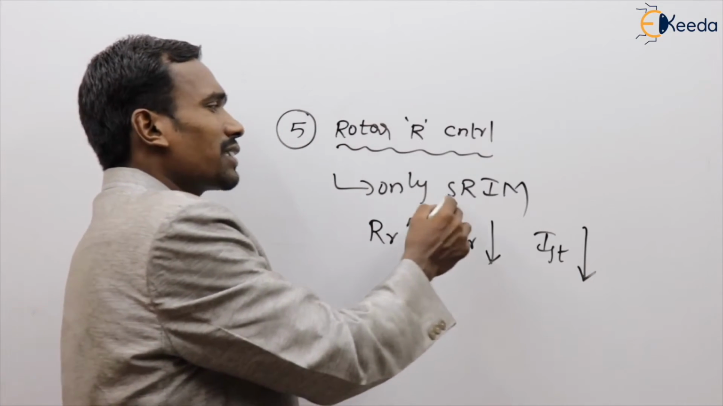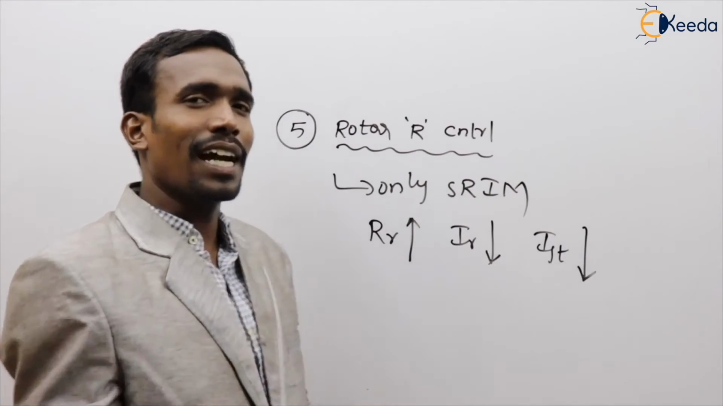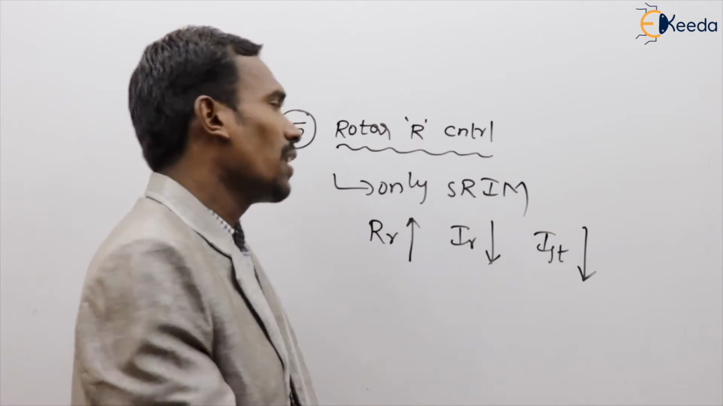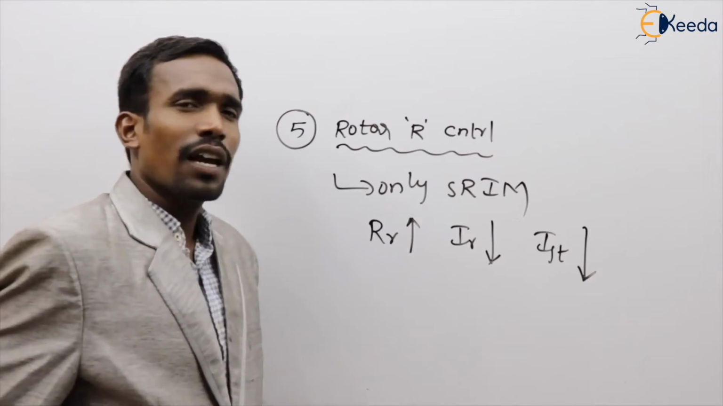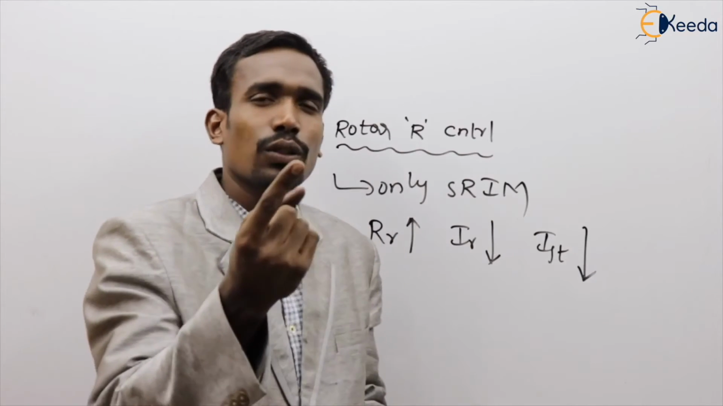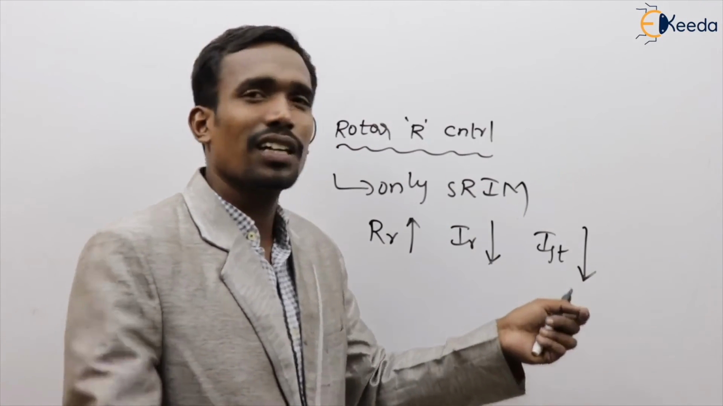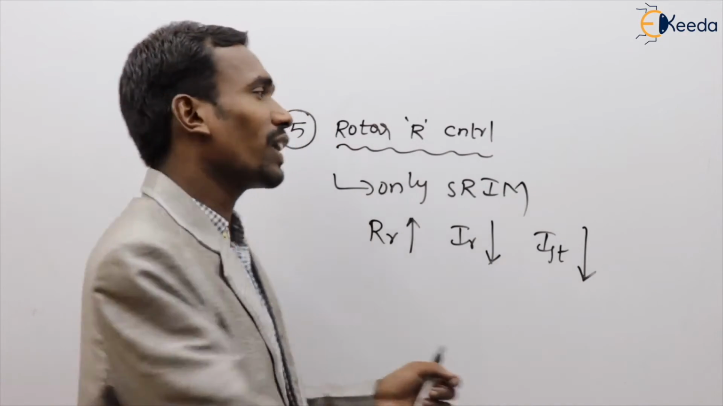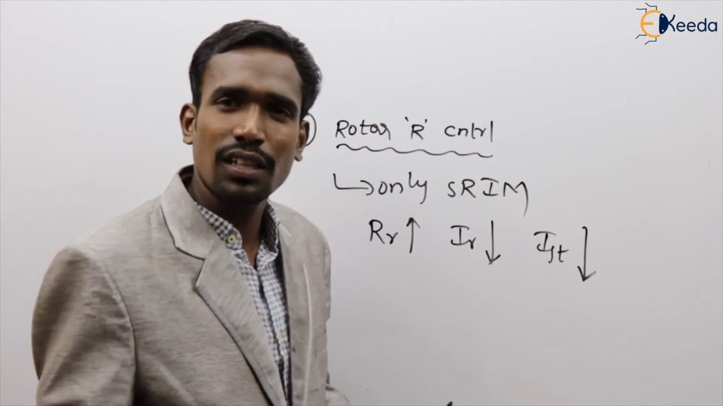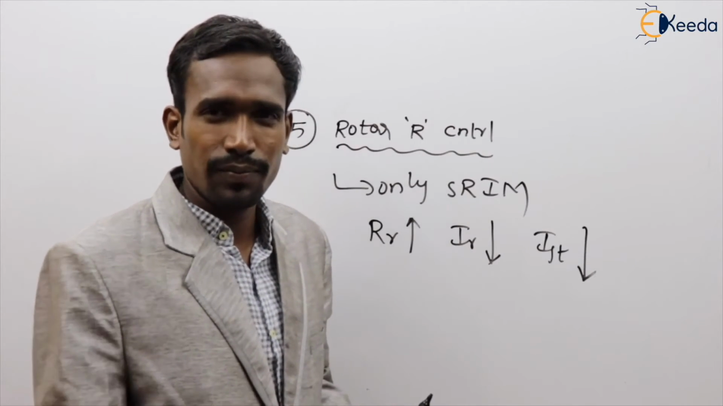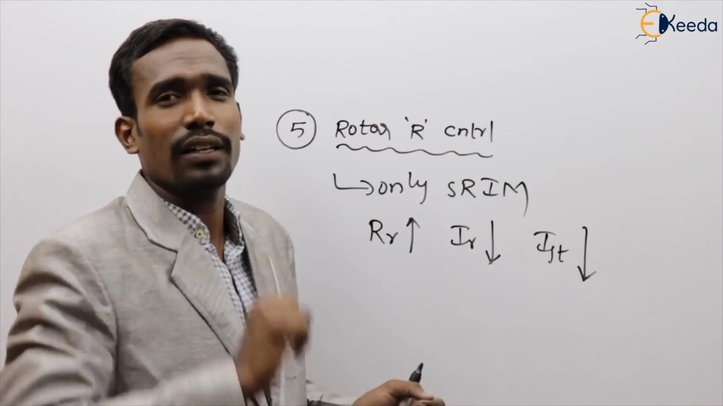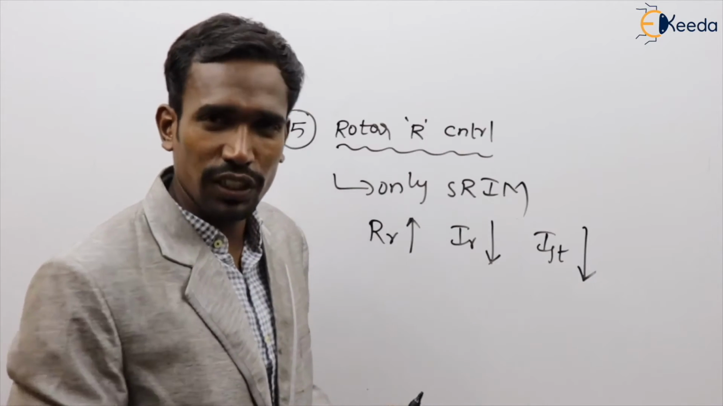So only in a slip ring induction machine, by adding extra resistance through the slip rings, we can increase the rotor resistance. If rotor resistance increases, rotor current reduces. If rotor current reduces, the stator current also reduces. Like that, we can control the starting current. But this is not applicable for squirrel cage induction machines.